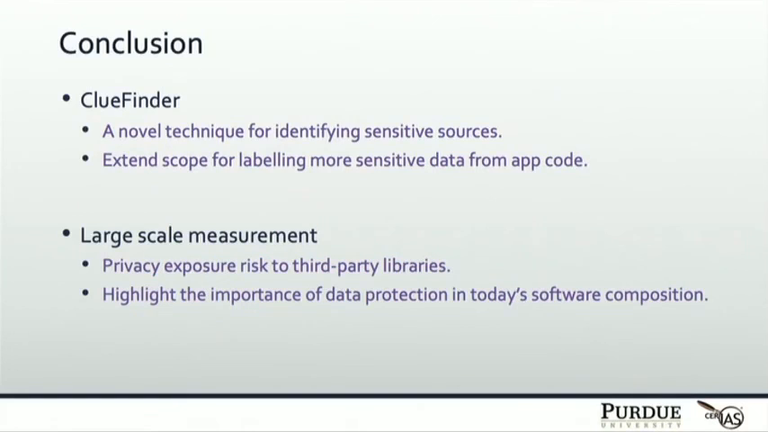Okay. So to conclude my talk, we first proposed a novel technique for identifying user-sensitive data. And this helps to extend the scope for labeling more sensitive data from the app code. And also, we conducted a large-scale measurement of privacy exposure risks from third-party libraries. And we gave a set of findings to highlight the importance of data protection in today's software. That's it. Thank you.